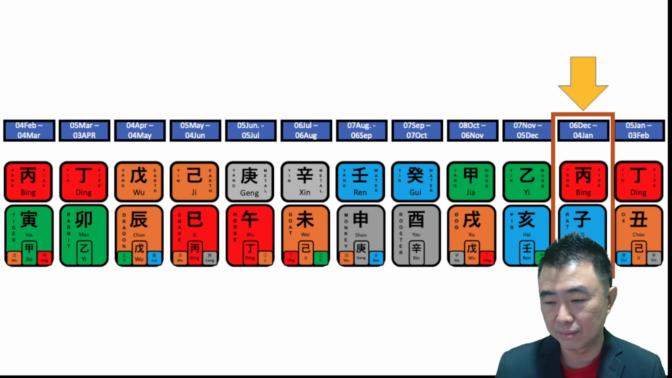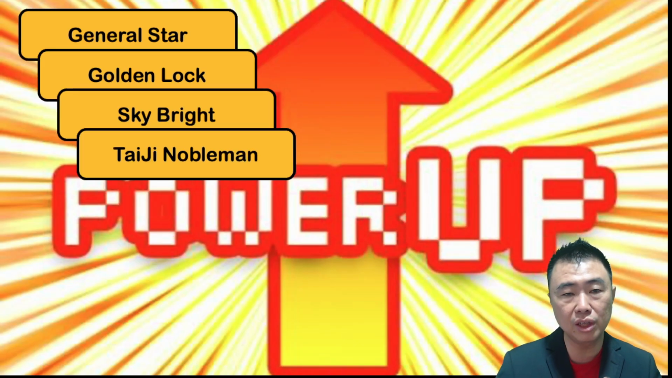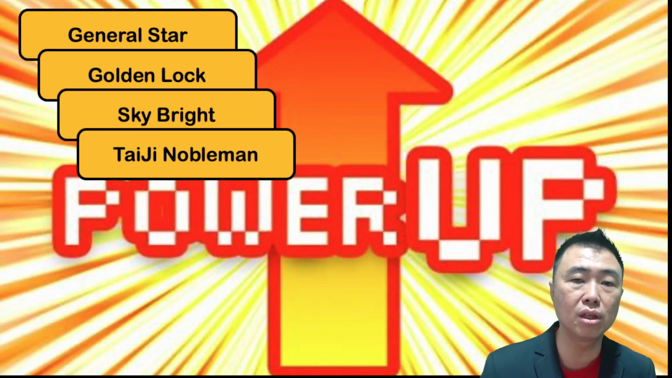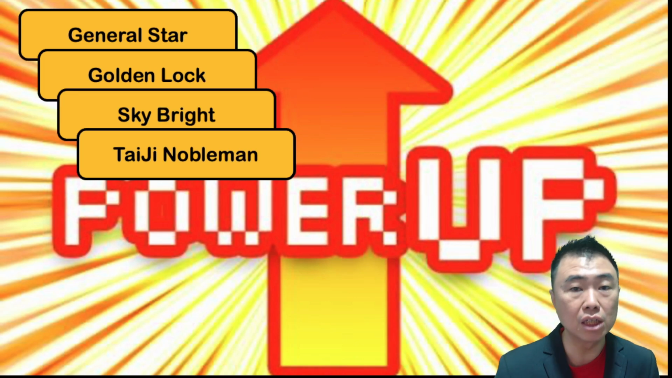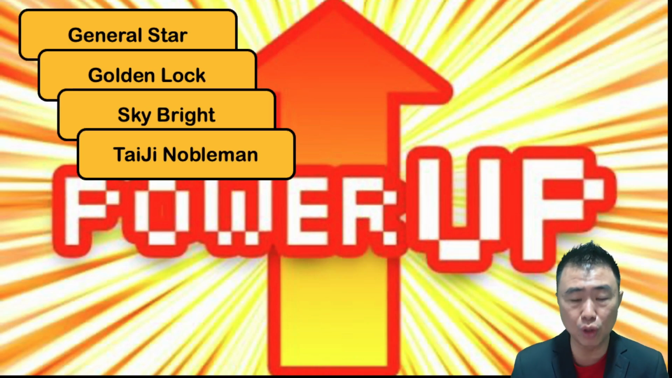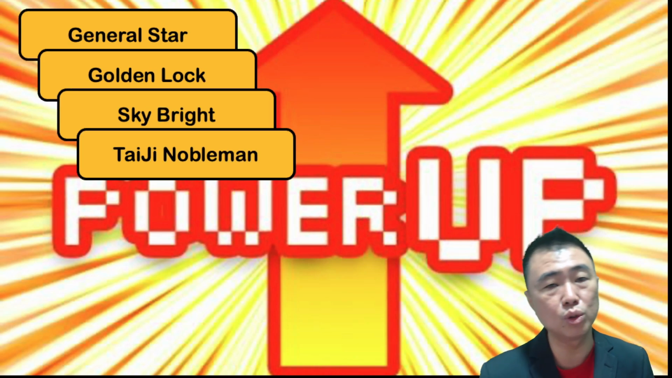All right, so let's take a look. In terms of the auxiliary star, it's a general star. A general star has to be an appointed decision maker, so it has a lot to do with power and authority. So this particular month, you've got a lot of power and authority because why? You're in control of what you want to do next year, man.